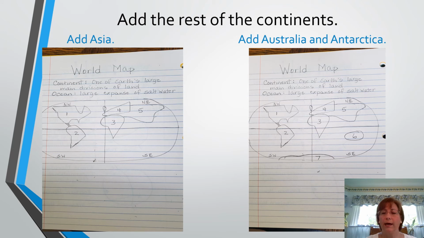Okay, now we're going to add Asia. My Asia is this blob-like shape to the right of Europe, and I've numbered it number 5. Next we'll add Australia, number 6. It is this oval south of Asia in the southeastern hemisphere. And last, I've put in the continent of Antarctica, number 7, down here by the South Pole.